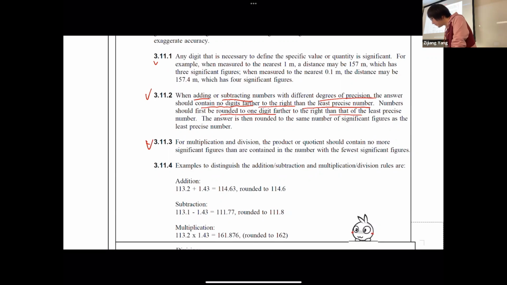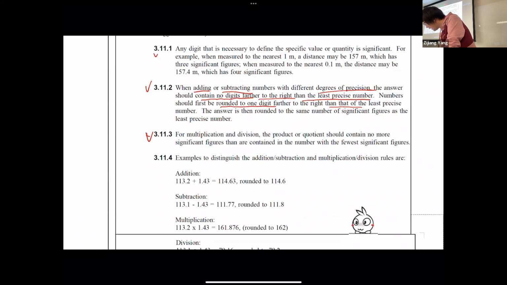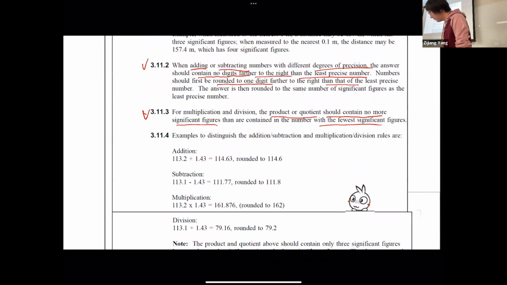And for division and multiplication, the product or the quotient should contain no more significant figures than are contained in the number with the fewest significant figures. This is a little bit more straightforward, but let's just look at an example.